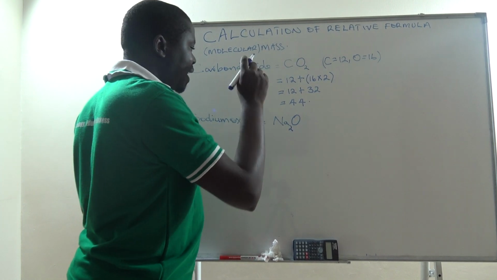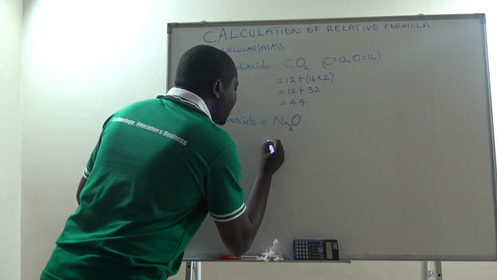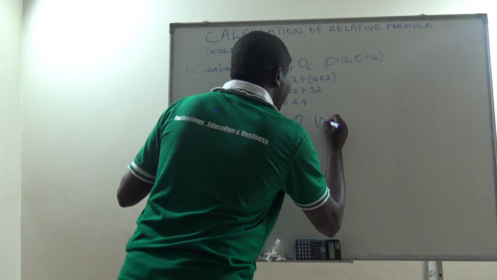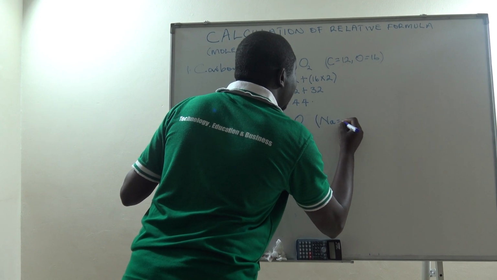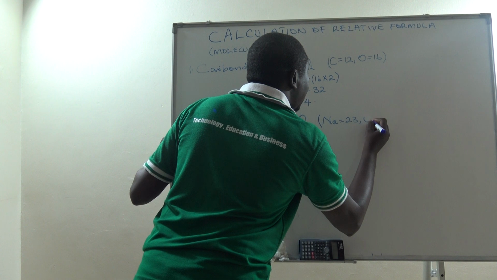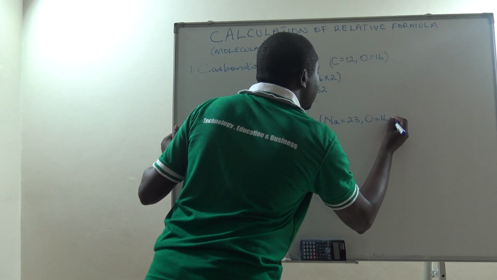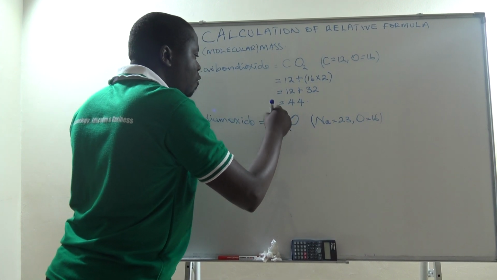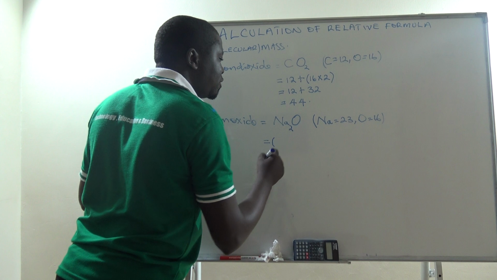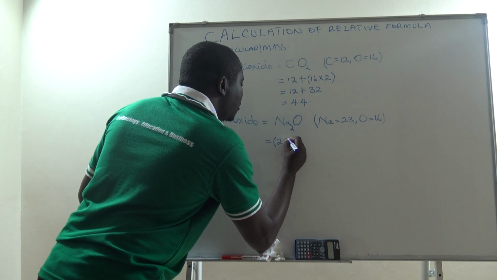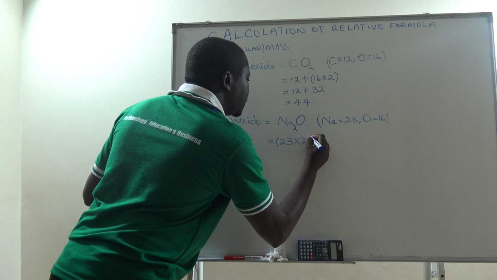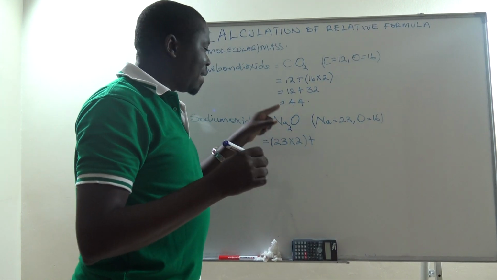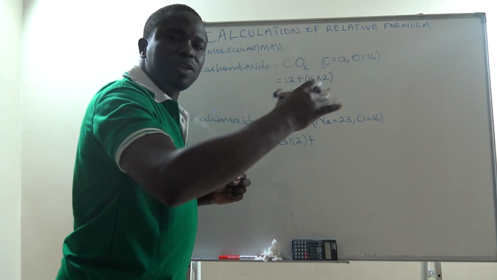Now, let us work out the relative formula mass of sodium oxide. We shall always be given the relative atomic mass of sodium as 23 and oxygen as 16. So, in sodium oxide, we have 2 atoms of sodium. We multiply by the relative atomic mass of sodium, which is 23, so it will be 23 times 2. And we add it to, remember we are going term by term, that is element by element. We first finish an element, then we go to the next one.